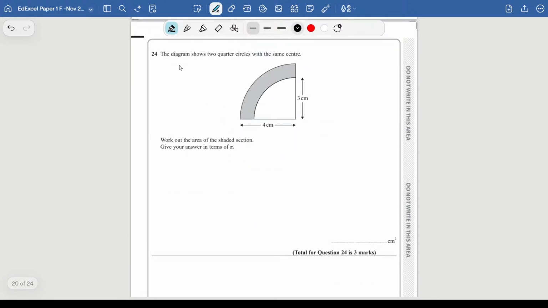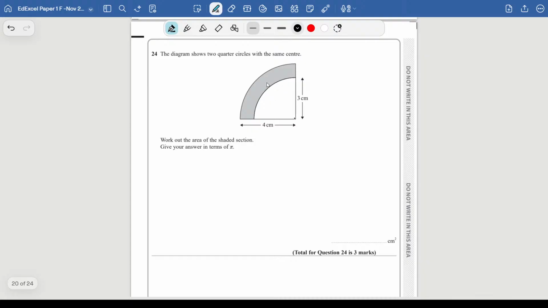All right, the next question says the diagram shows two quarter circles with the same center. So there is the center, the smaller quarter circle and the larger one. The radius of the smaller one is 3 centimeters. The radius of the larger quarter circle is 4 centimeters. Work out the area of the shaded section. So this shaded part you need to figure out.